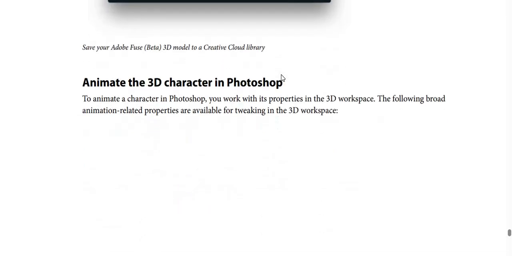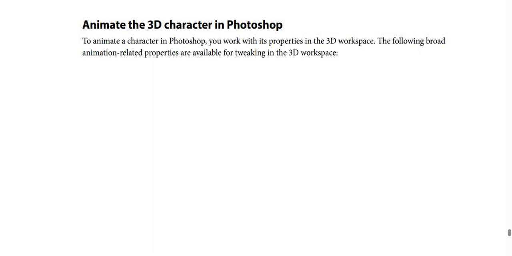So what about Animate? Animate the 3D character in Photoshop. How to animate the 3D character in Photoshop? To animate a character in Photoshop, you work with its properties in the 3D workspace. The following broad animation related properties are available for tweaking in the 3D workspace.